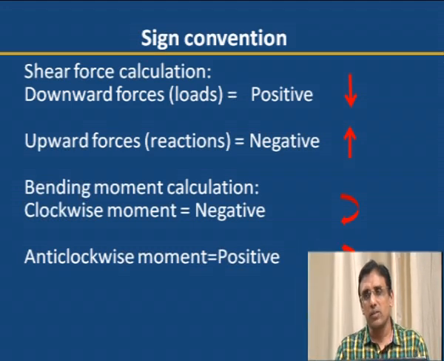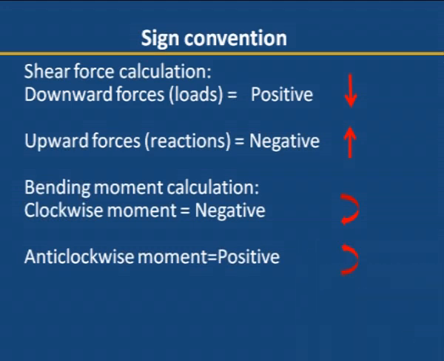And one more important point we discussed in the previous session: for calculation of shear force and bending moment we have assumed a sign convention. For shear force calculation, downward forces are taken as positive, upward forces taken as negative. Normally in a simply supported beam, upward force is reaction, downward forces are loads. Loads may be uniformly distributed load or point load. Related to the bending moment calculation, clockwise moment we consider as negative, anti-clockwise moment as positive.